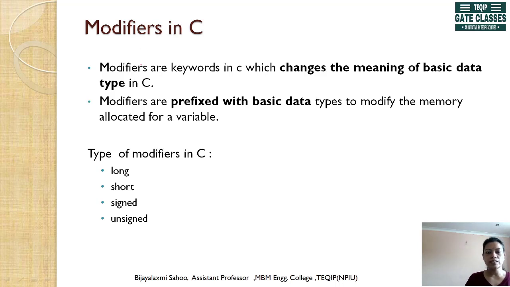Then in discussing data types, we must know what modifiers in C are, because in basic data types we can apply modifiers. The name itself says it modifies. As I told you, a data type defines the type of storage, how much space it is occupying in your memory. If something modifies that space or changes the basic meaning of the data type in C, then it is called a modifier. These are the modifiers we use in C: long, short, signed and unsigned.